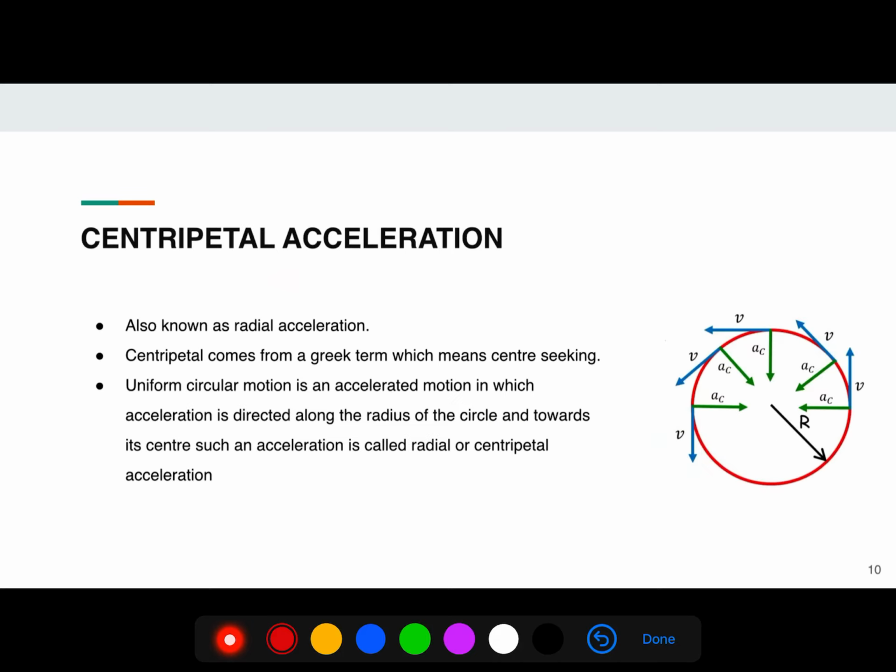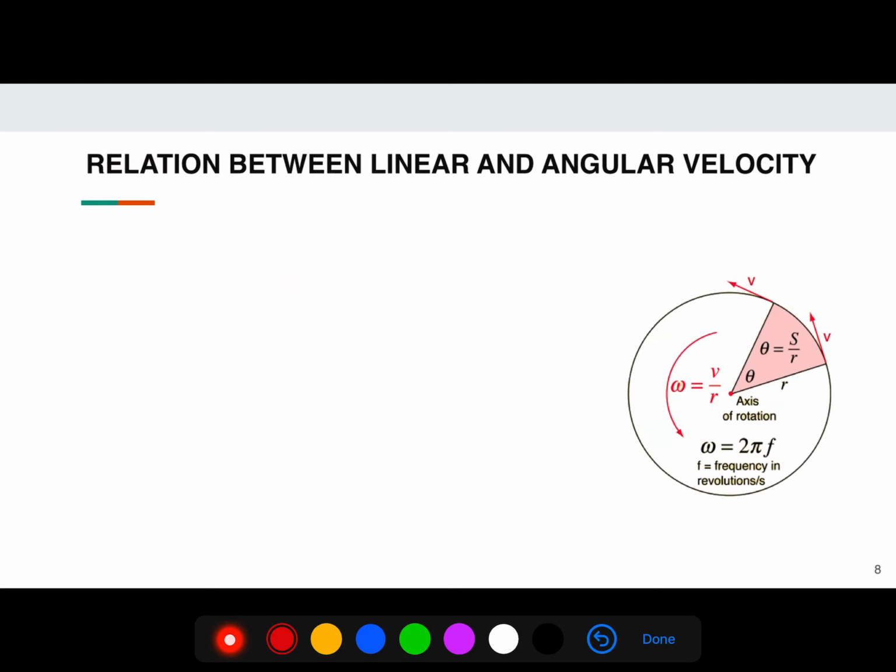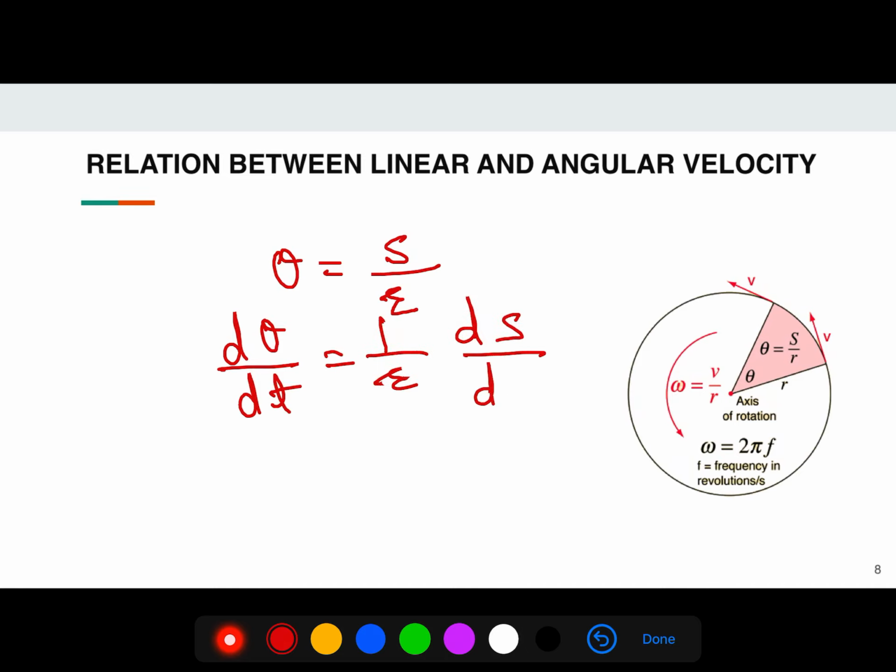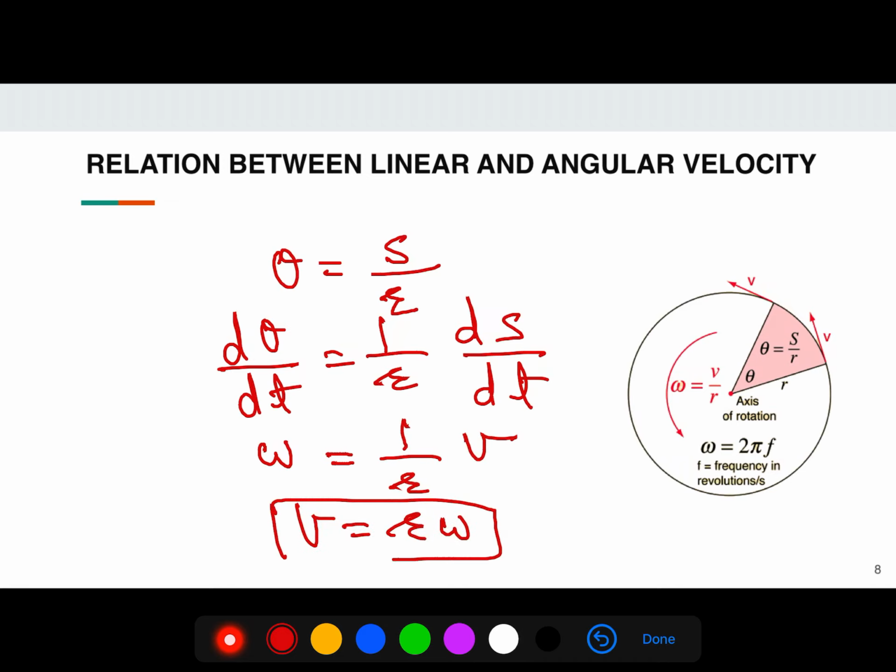Now, relationship between angular velocity and linear velocity. We know that theta is equal to arc upon radius. So if we differentiate it, then we will get d theta by dt is equal to 1 upon r ds by dt. d theta by dt is angular velocity denoted by omega. ds by dt is linear velocity, so v is equal to r omega.